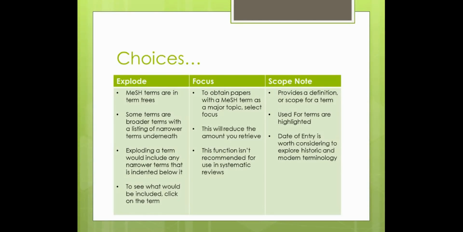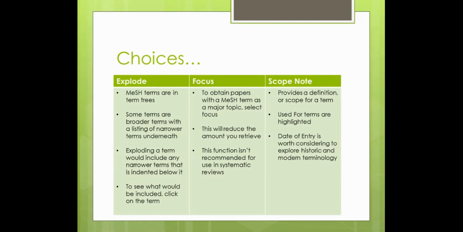As we will see in a moment, the Ovid Medline interface will take you through a series of windows. Two options are Explode and Focus. Exploding a term includes any narrower or more specific terms with the search. Focusing allows us to retrieve papers where a desired MeSH term is a major topic. Remember that papers are assigned with many MeSH headings, and only a select few will be the main focus of the paper. Focusing isn't recommended for use in systematic review searches because it is too restrictive in what it brings back.